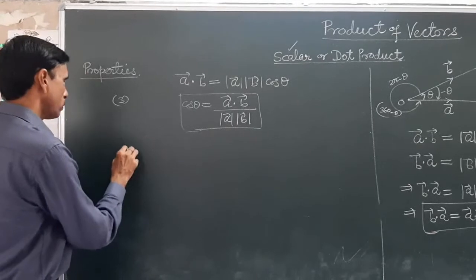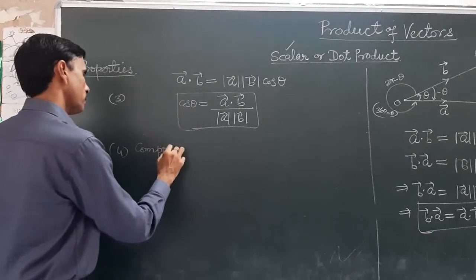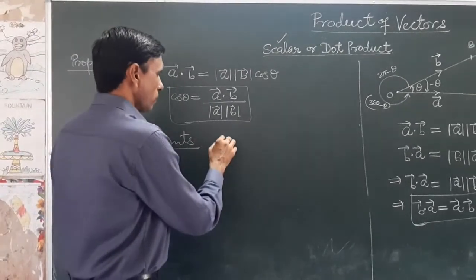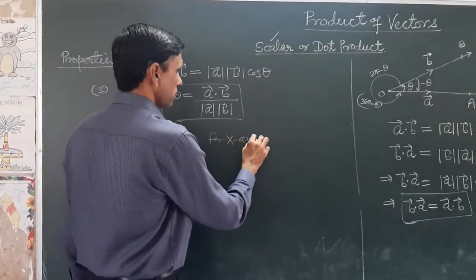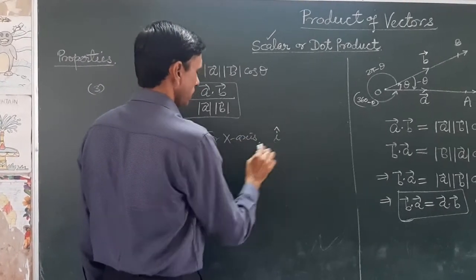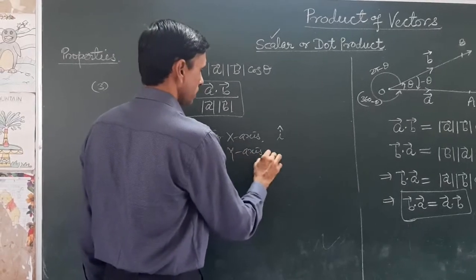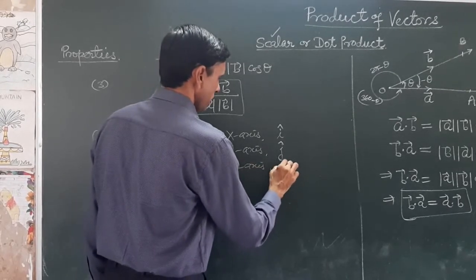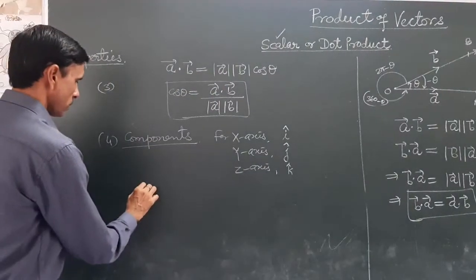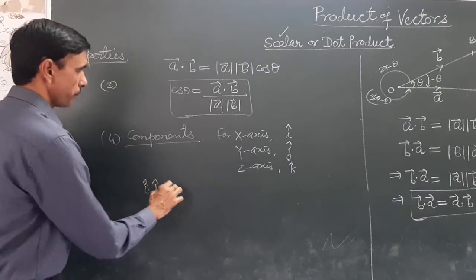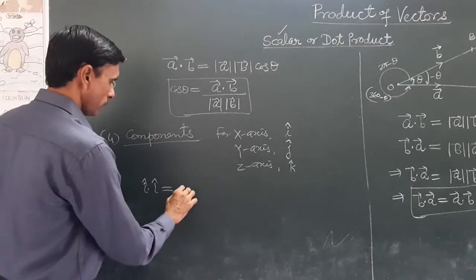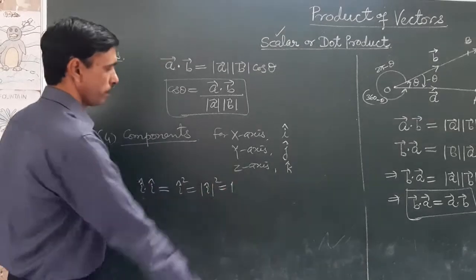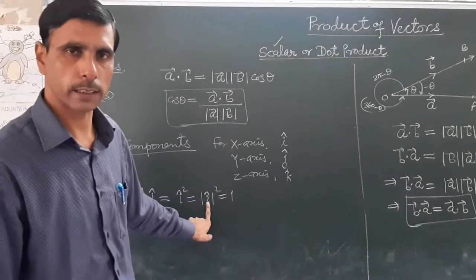Now coming to components. Questions will come from here. You know the unit vector along the x axis is i, the unit vector along the y axis is j, and for the z axis it is k. It is very obvious what i dot i is. We have just studied the property. You can write this is i square, that is magnitude i square, that is 1. Because i is a unit vector, its magnitude is 1.